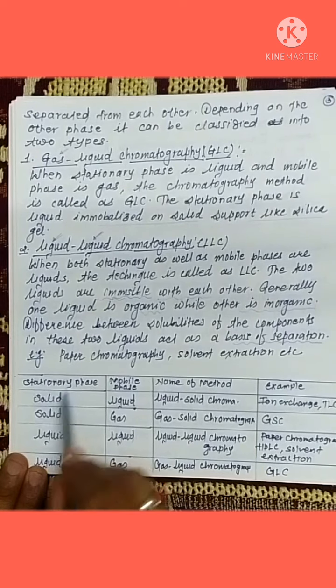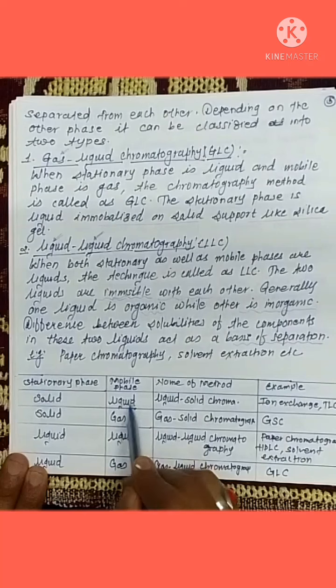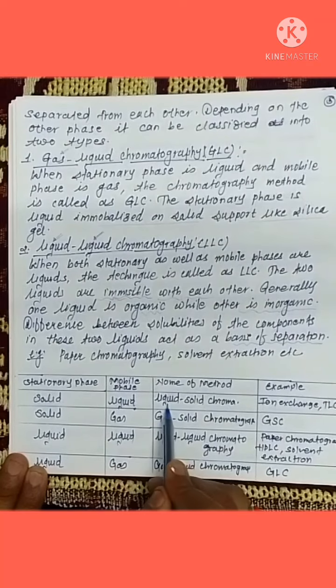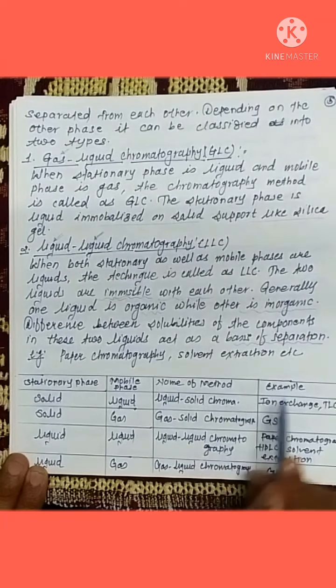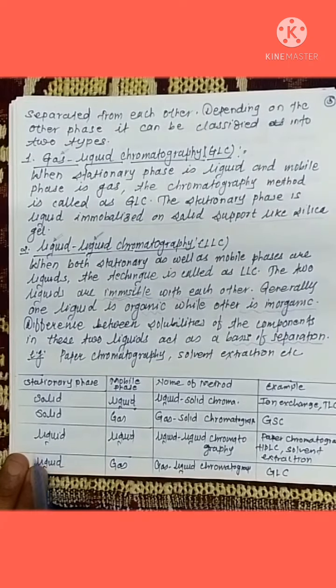So if your stationary phase is solid and mobile phase is liquid, the name of that technique is liquid-solid chromatography, because the mobile phase is written first. Examples are ion exchange and TLC.